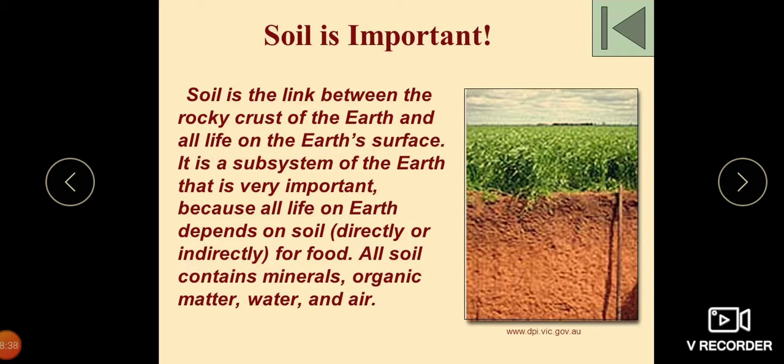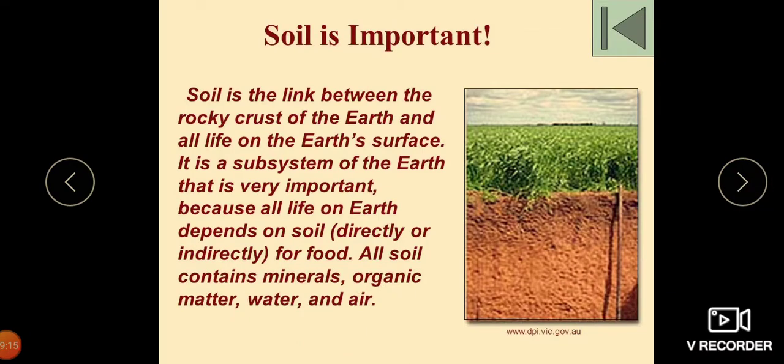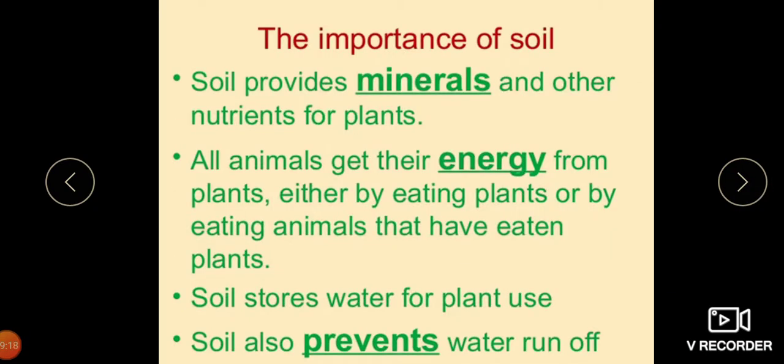And soil is a very important natural resource in India, because agriculture is the main occupation of the people, and many people depend on agriculture. Agriculture production is basically dependent on the fertility of the soil, children. So, that is why soil is very important.